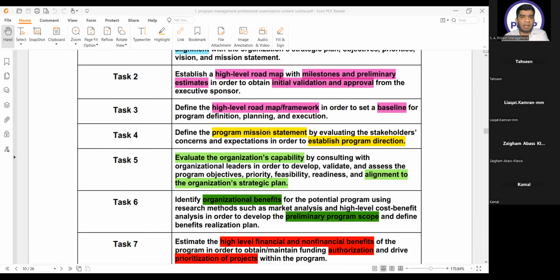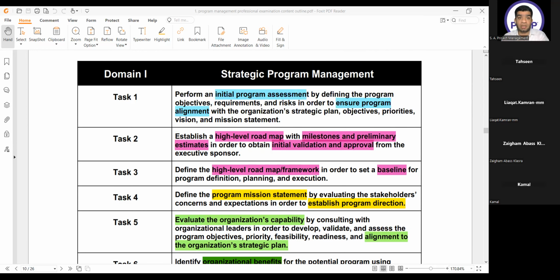Right. Is it clear? And Kamal Sahab gave initial program assessment. So Kamal Sahab, please read task 1 here. Perform an initial program assessment by defining the program objectives, requirements, and risks in order to ensure program alignment with the organization's strategic plan, objectives, priorities, vision, and mission statement. You see, in initial program statement, the program objectives are there and alignment is there. You caught the two words correctly, but he's not talking about anything about the stakeholders here.